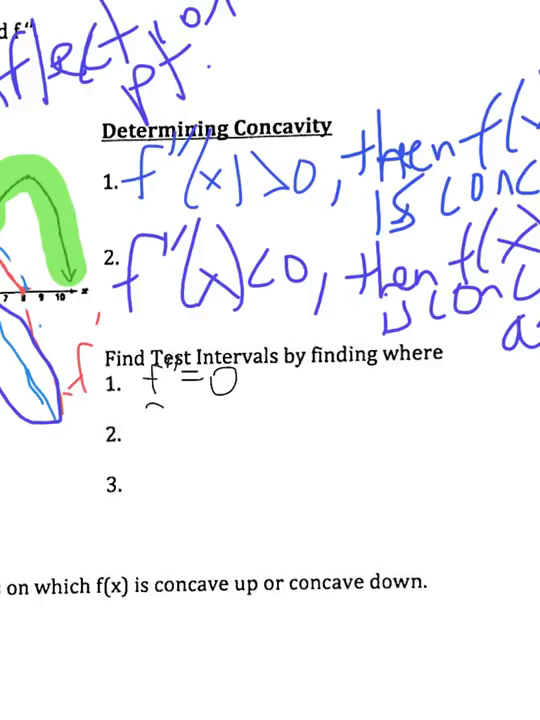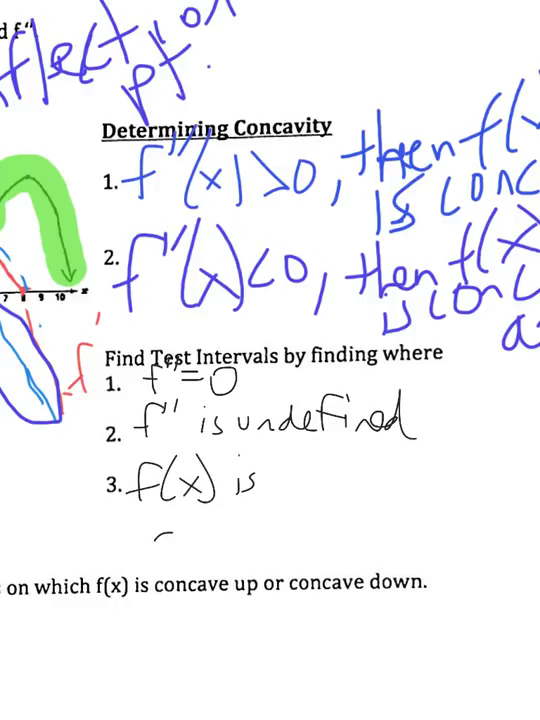Anywhere f double prime is undefined, that's what we're going to set up on our number line. And also, anywhere f of x is discontinuous. This is how we set up our test intervals on the number line. Same exact way we evaluated increasing and decreasing, where we would set f prime equal to 0, find where it doesn't exist, find any sort of discontinuities like vertical asymptotes in the original function, we would set up our intervals. We're doing the same exact thing today, but with double prime to look at concavity.